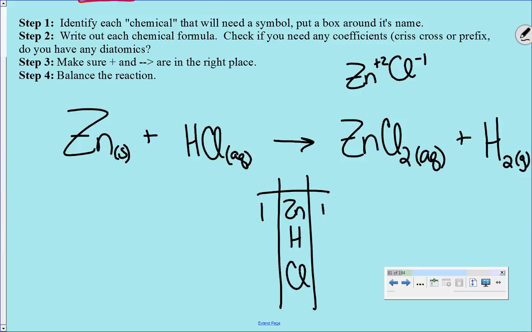Got one zinc on each side, one hydrogen, two hydrogens, one Cl, two Cls. So all I need to do is put 2 right there, and that reaction is all set.